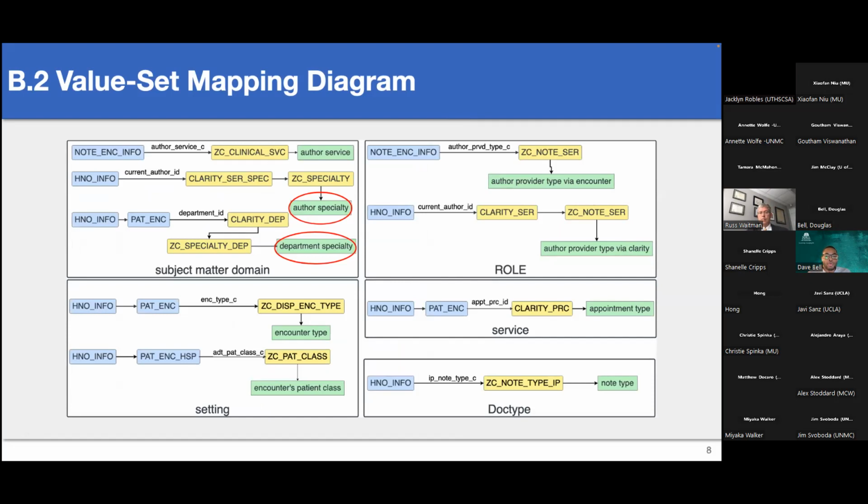We have a lot more mappings from one data source into the same. So you can see in red two options for the subject, and that's department specialty or author specialty. There's also author service in there. And towards the bottom right, you can see that service, we only use 1, and the same for document type. For Epic, we're only using H&P notes, but that's still a couple 100 million notes.